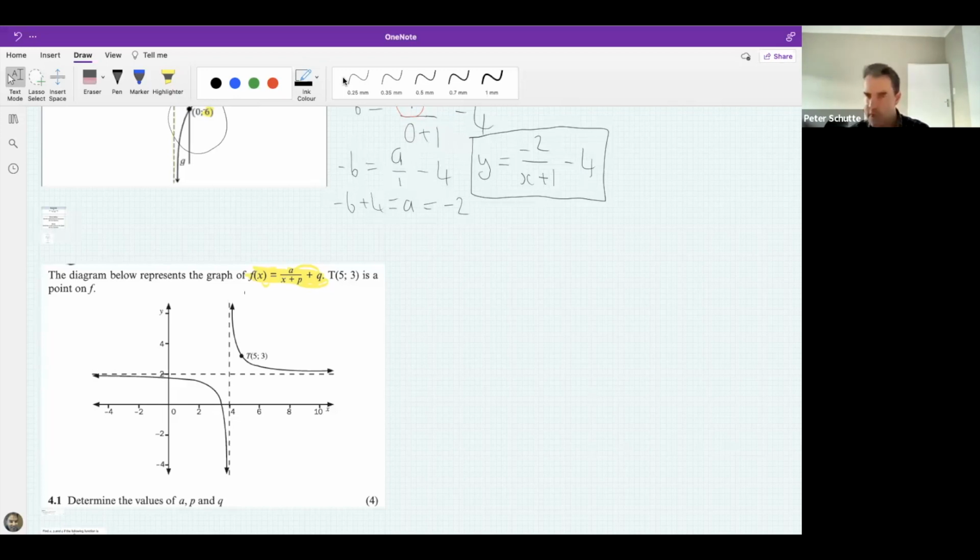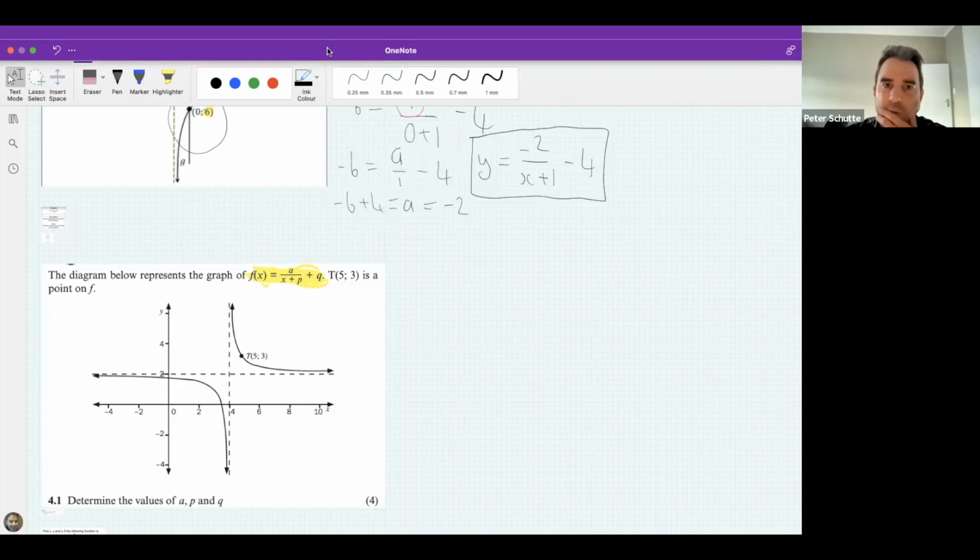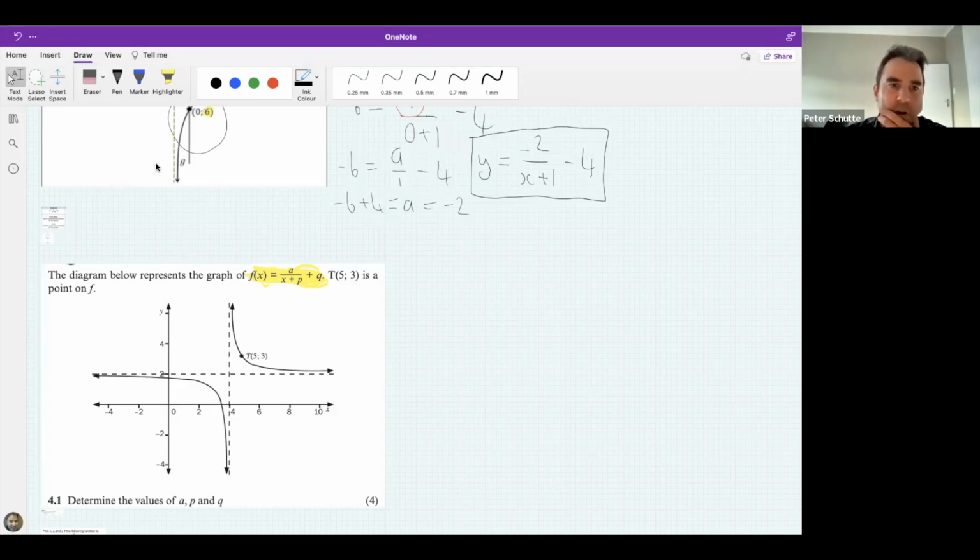Can you see the screen okay, Simone? Yes, I can. Cool. Oh, Siyabonga, what is your question?